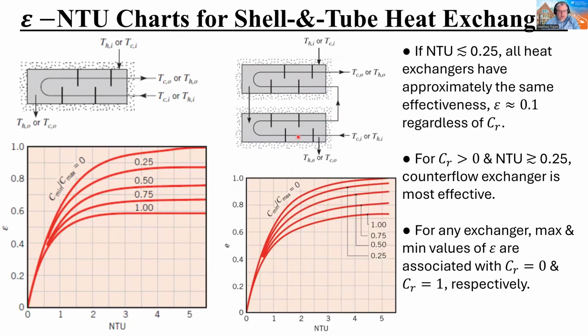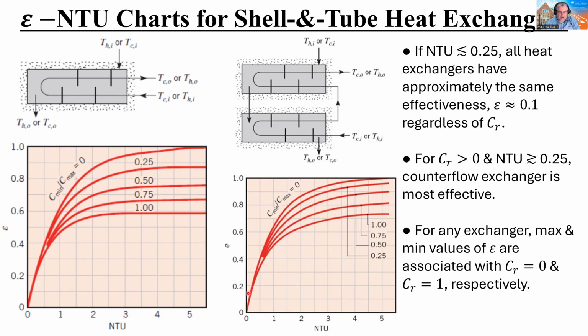And that is a visual version of the statement that for CR greater than 0 and NTU greater than about a quarter, counterflow heat exchangers are most effective. We saw that in LMTD, but now you have a way of actually seeing it visually in the world of effectiveness-NTU. The last point here is that for any exchanger, the maximum and minimum values of effectiveness are associated with CR equals 0 and CR equals 1, respectively. So you get the maximum effectiveness for CR equals 0 and the minimum for CR equals 1.